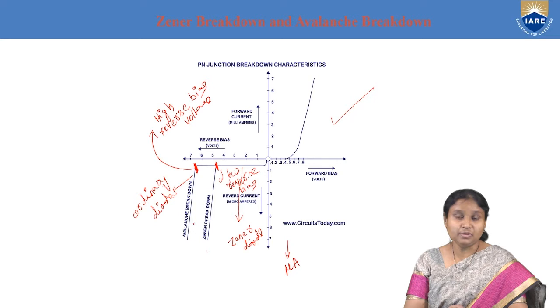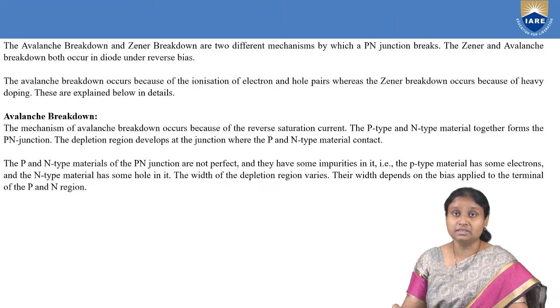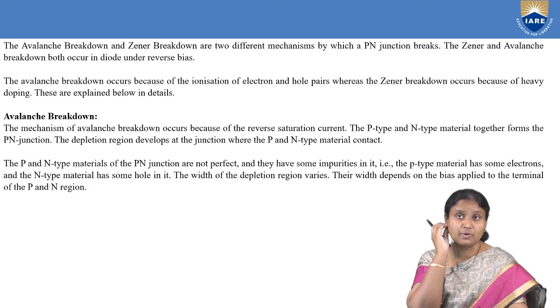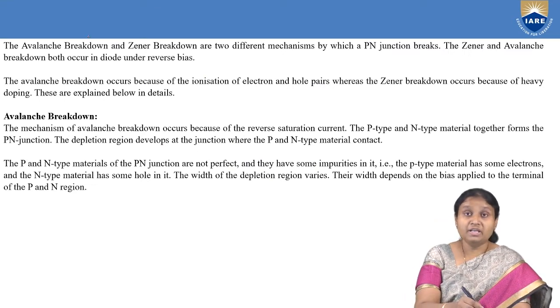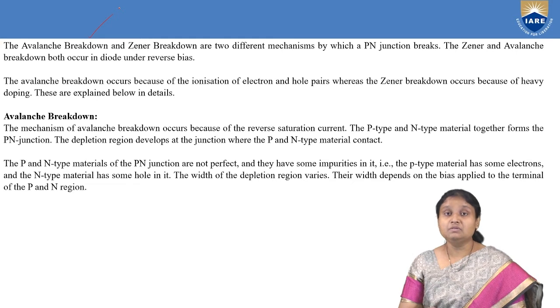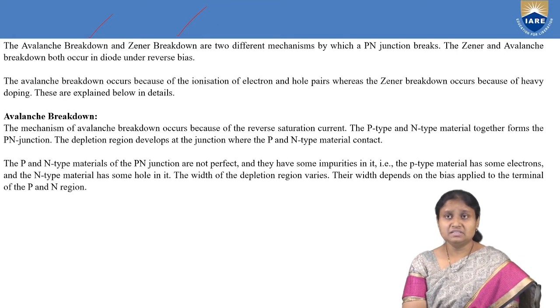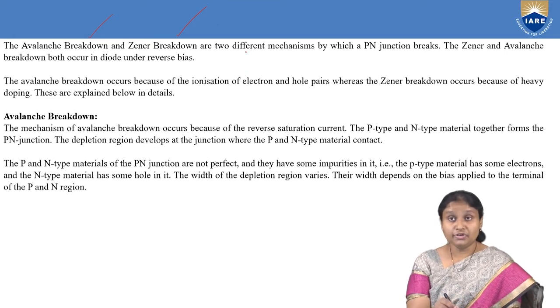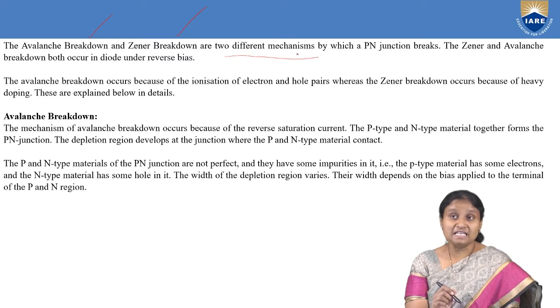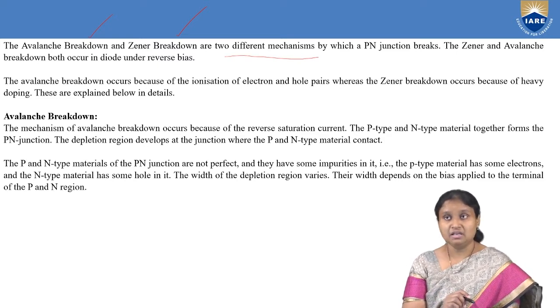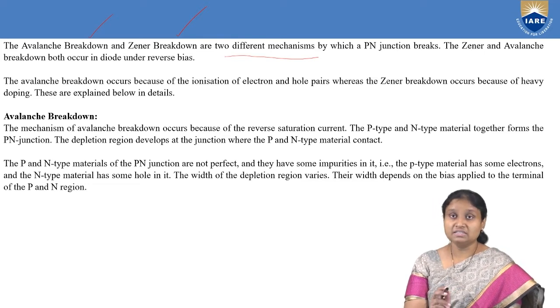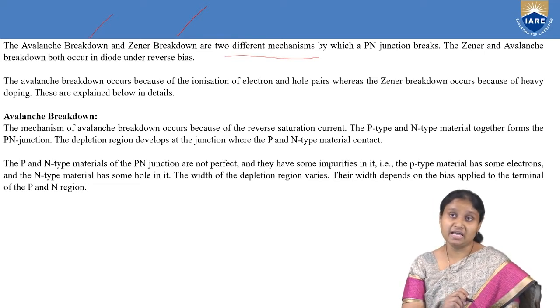I hope there is clarity between what is avalanche breakdown and Zener breakdown, and in order to make it clearer, we can observe these points. When we talk about avalanche breakdown, which takes place in a normal ordinary diode, and Zener breakdown, which takes place in a Zener diode, those two phenomena are two different mechanisms exhibited by a PN junction when it breaks. And of course, both these phenomena take place when our diode is reverse biased.